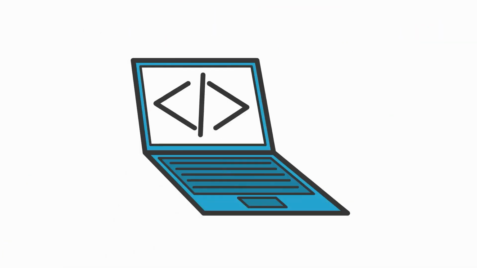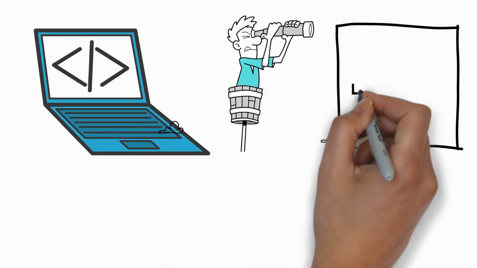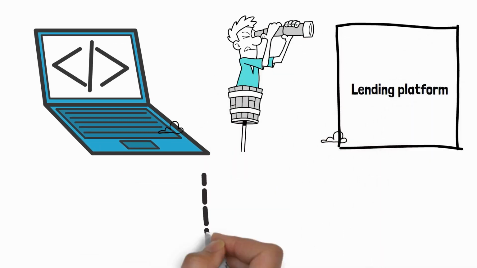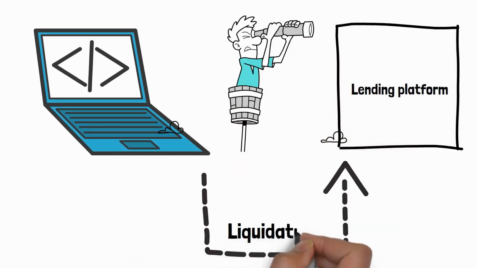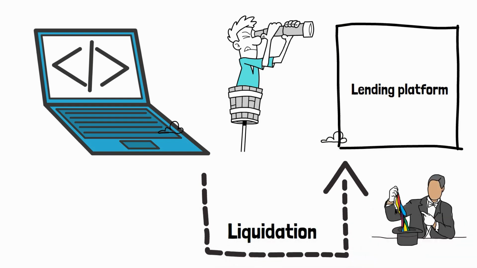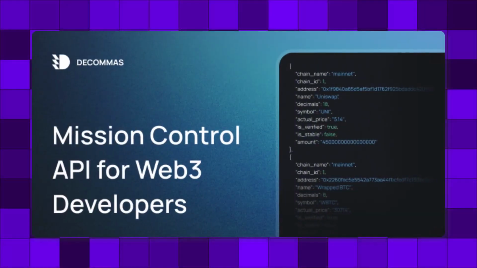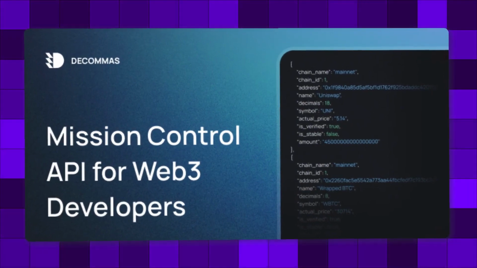To automate this process, you have to run a script that monitors lending platforms. Whenever the script sees a loan underwater, it triggers the liquidation process. It's like magic money.